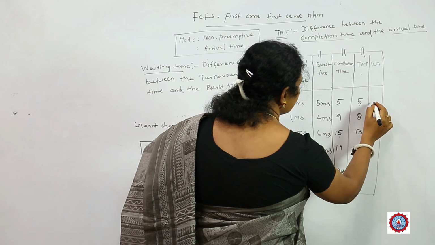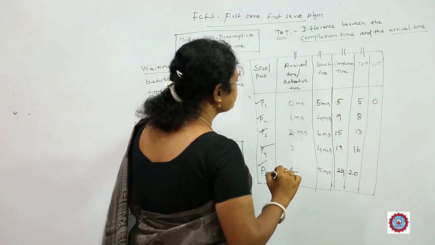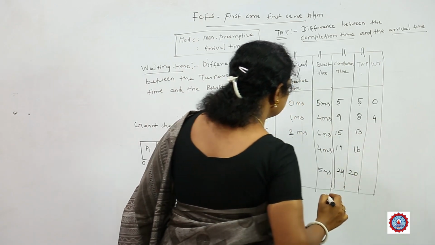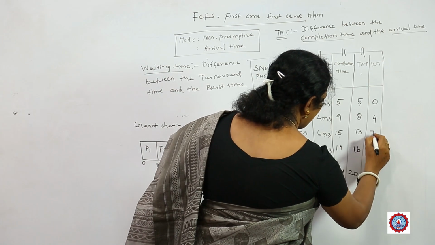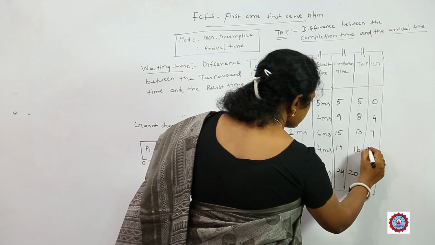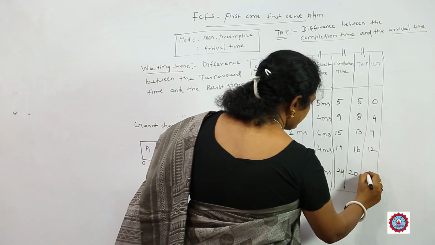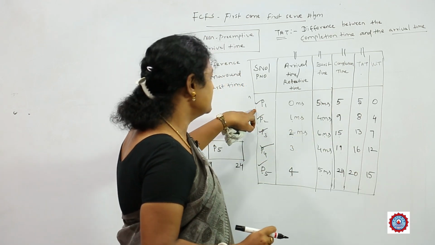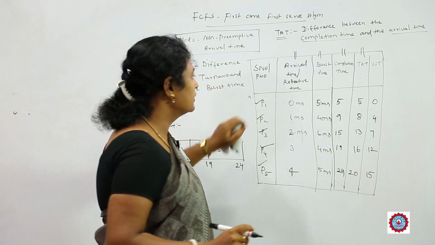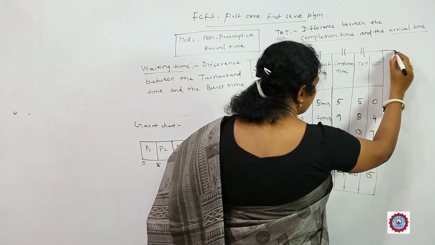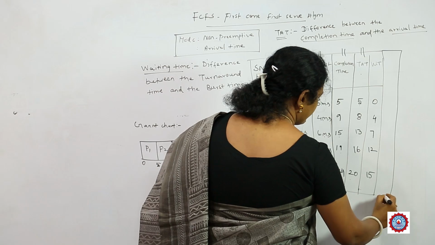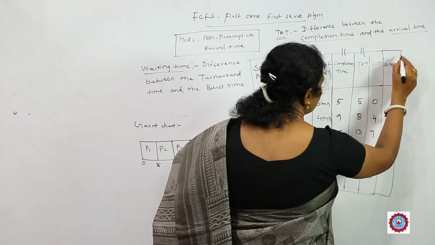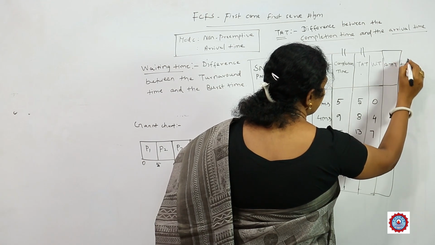So, 5 minus 5 is 0. 8 minus 4 is 4. 13 minus 6 is 7. 16 minus 4 is 12. 20 minus 5 is 15. So, this is the waiting time for each of the processes. Clear? And from this, we are going to calculate the average turnaround time and average waiting time.